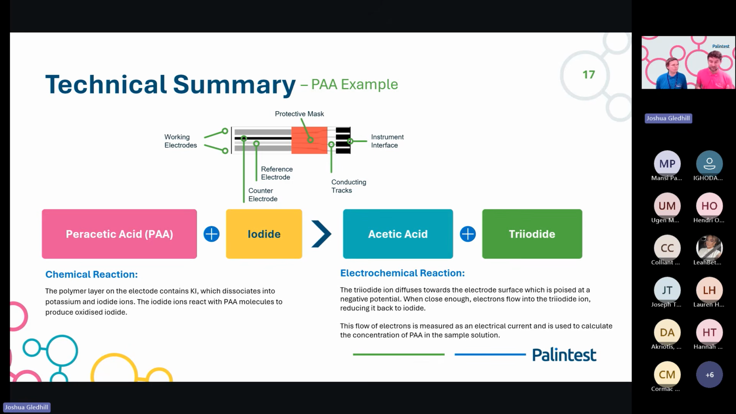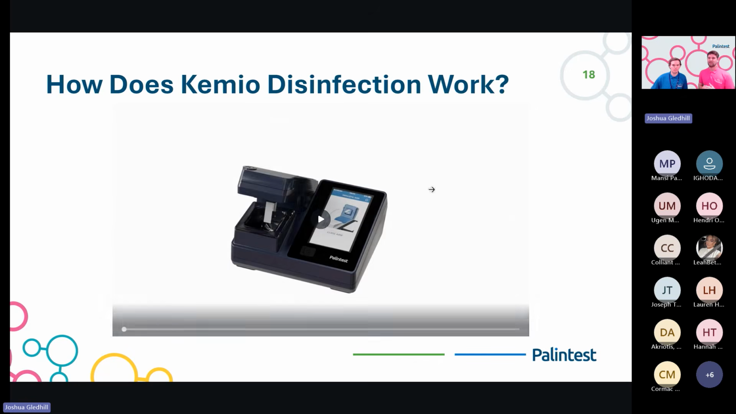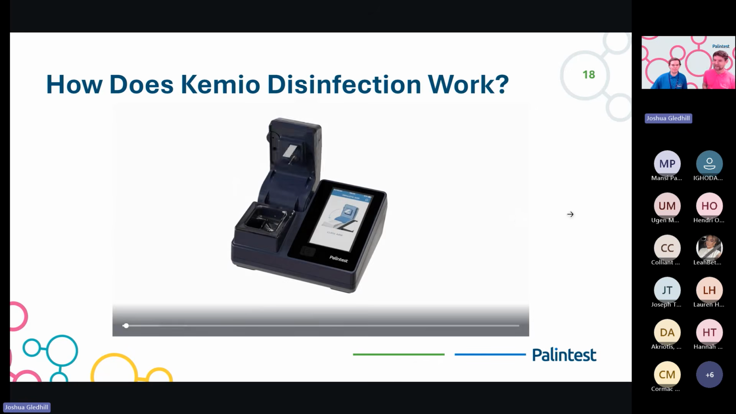So pretty complex stuff, and it's taken a whole team of PhDs here at Palintest to develop this sensor technology, which is unique to Palintest. It's worth noting that we develop all the technologies here at Palintest HQ, as well as manufacture everything here at Palintest HQ in the UK. So we're going to take a look now at a little video that articulates that probably a little bit better than I can.